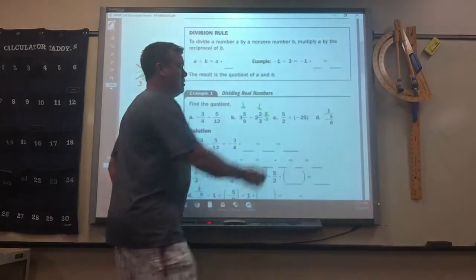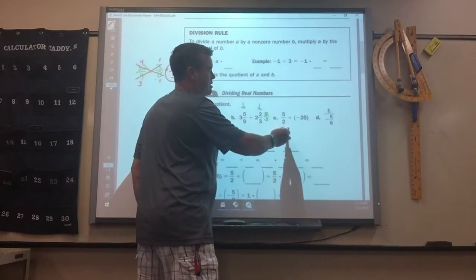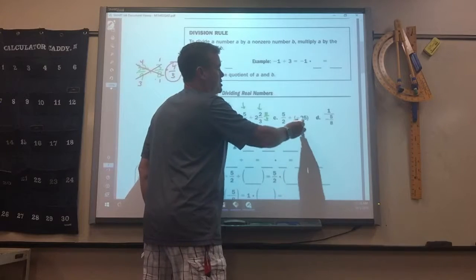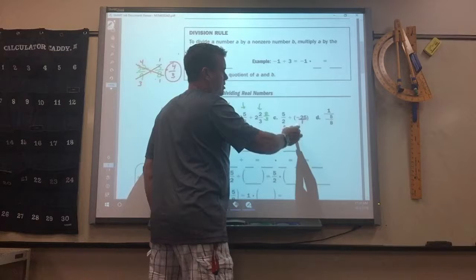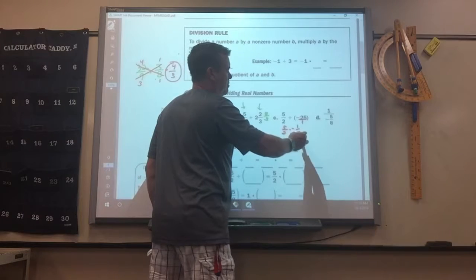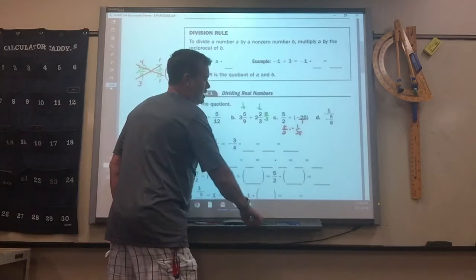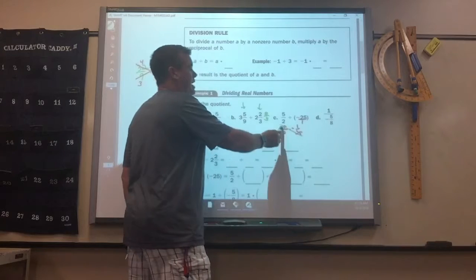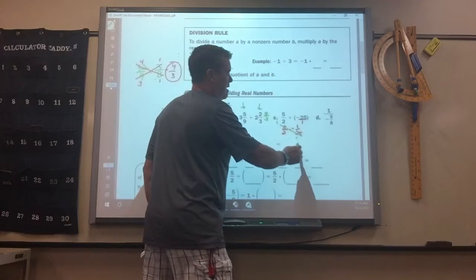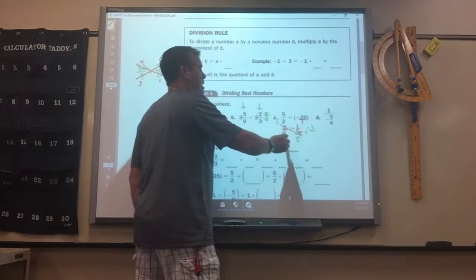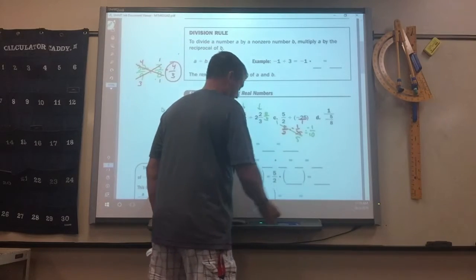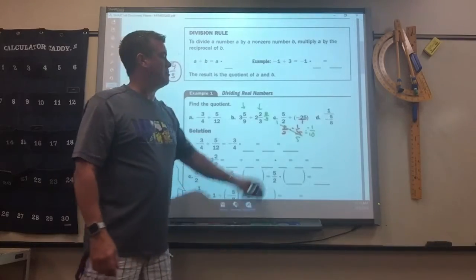Here, again, you're dividing, so you take the first number times the reciprocal. If it's not a fraction, you make it a fraction. So the reciprocal is -1/25. Again, we can cross cancel. 5 goes into itself once, into 25 5 times. So top times top is -1, bottom times bottom is 10. So it's -1/10.